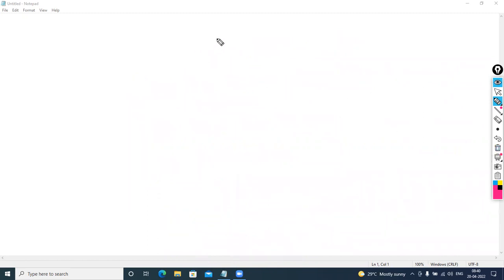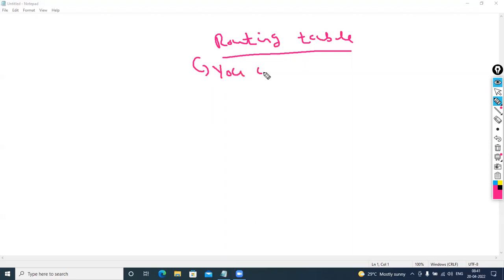So in the routing table, you will find the best path taken from the topology table.